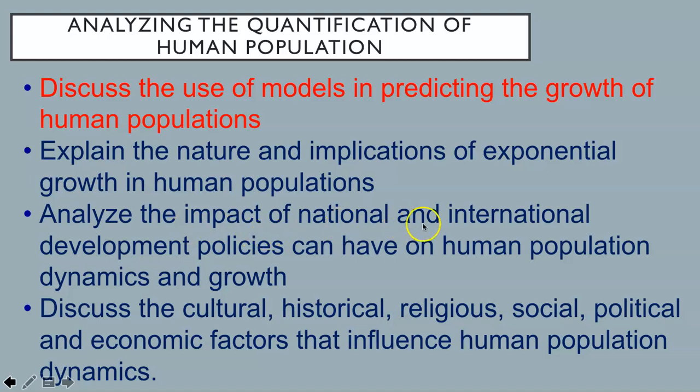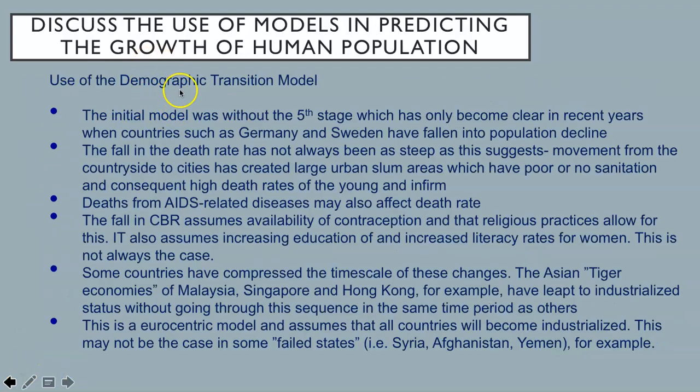Explain the nature and implications of exponential growth in human populations. Analyze the impact that national and international development policies can have on human population dynamics and growth. Discuss the cultural, historical, religious, social, political, and economical factors that influence human population dynamics. Let's start at the top. Use of the demographic transition model. The initial model was without stage 5.